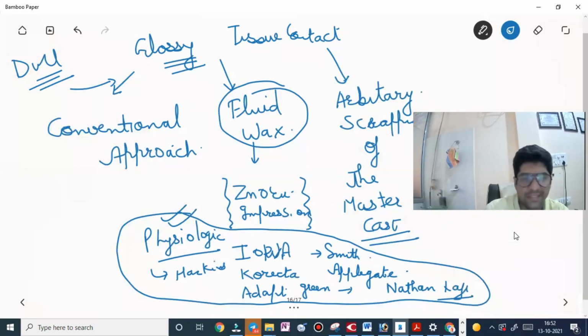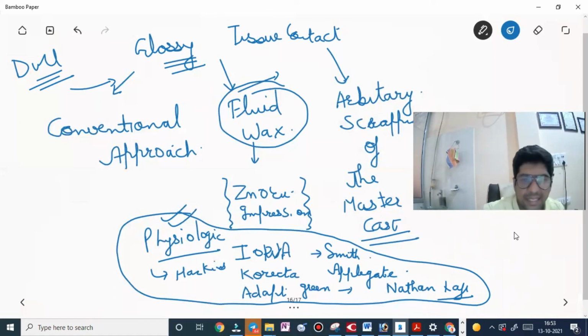The advantages of this fluid wax technique: it is more physiological, chances of overcompression of tissue are less, and there is increased retention of the trial base. The disadvantages are that the handling of the material is very difficult and there is increased chairside time during the patient appointment.